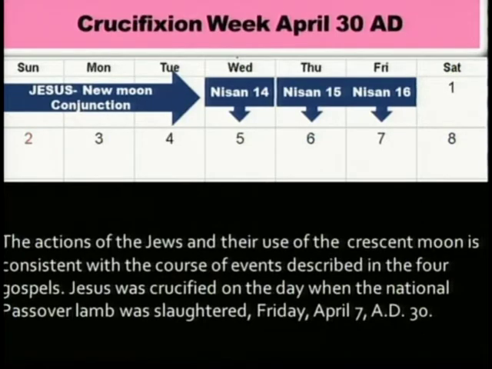Now, the actions of the Jews and their use of the crescent moon is actually consistent with the course of events that's described in the 4 Gospels. Jesus was crucified on the day when the national Passover lamb was slaughtered, which was Friday, April 7th, AD 30. At the same time that the Jews were slaying their lambs for their Passover, Jesus died as the Lamb of God on the real Passover. He celebrated Passover 2 days prior.